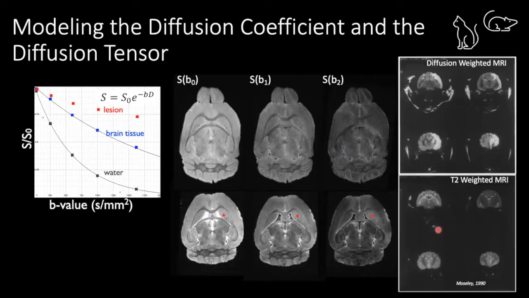And this was the jumping off point for the experiments by Mosley et al., which showed that even in the absence of T2 changes, we see diffusivity changes. This is in a cat after a stroke, right? And so I bring this up because it is probably the most used clinical technique that applies microstructural MRI.